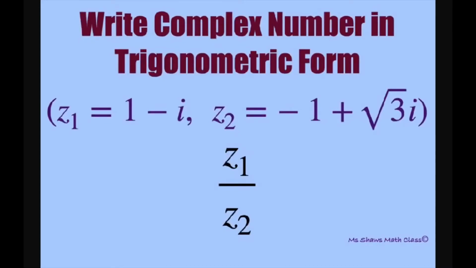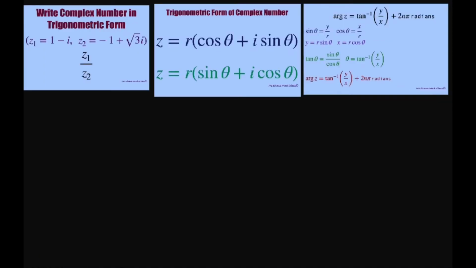We have two complex numbers that we're going to write in trigonometric form, and we're going to write z sub 1 divided by z sub 2. I'm saying subscript for z sub 2. These are our two complex numbers here, and we want to write it in this form right here.